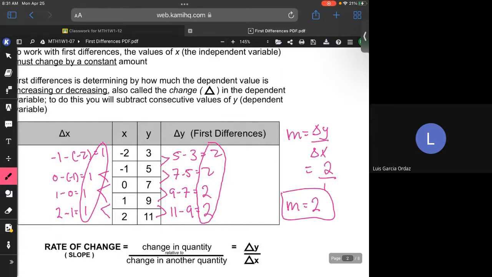When you have a table of values, you just subtract all of the y values starting from the bottom and work your way up. And same with your x's, start from the bottom, work your way up, and then find the ratio between both of them. Are the differences always going to be the same? They have to be the same. If they're not the same, then you can't come up with an equation y equals mx plus b because it's not a straight line. So if your first differences are not the same, then you can stop there and just say it's not a linear relation.